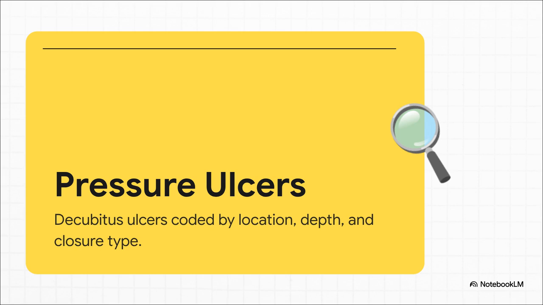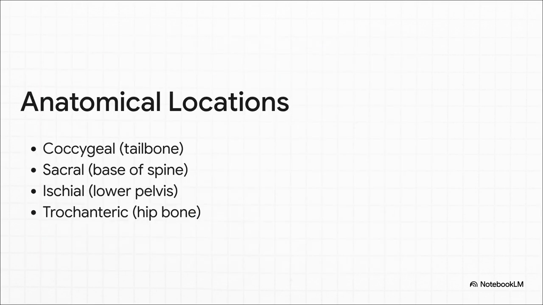No. Instead, you have to look at the anatomical location, the depth, and the specific type of closure the surgeon used. The second you see pressure ulcer in a report, zero in on the location. Identifying the location instantly narrows down your code choices. Is it coccygeal, right down at the tailbone? Sacral, at the base of the spine? Is it ischial, the lower pelvis you sit on, or trochanteric, over the hip bone? Each of these specific bony prominences has its own subfamily of codes.